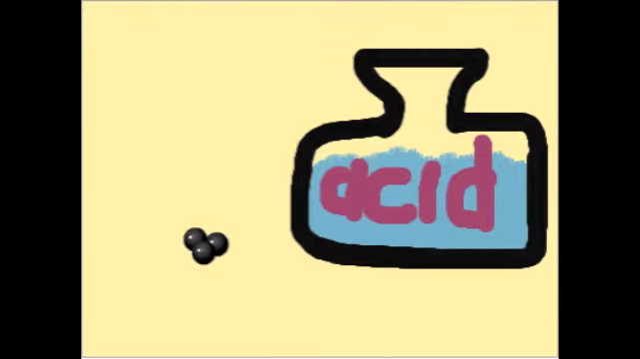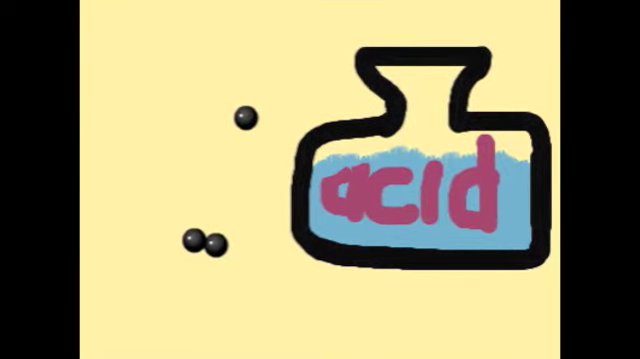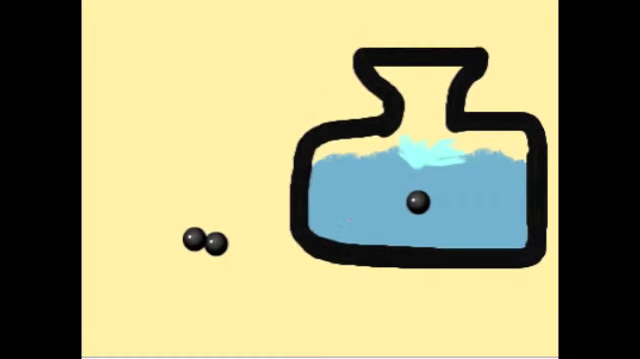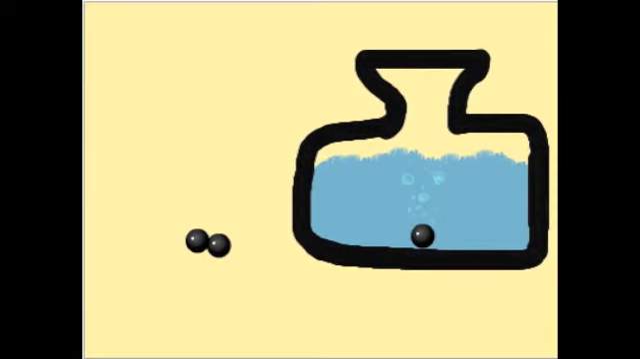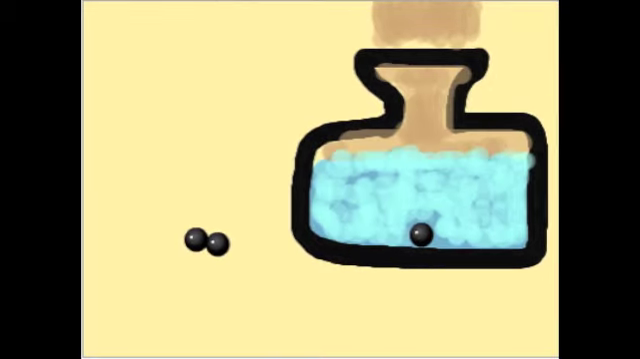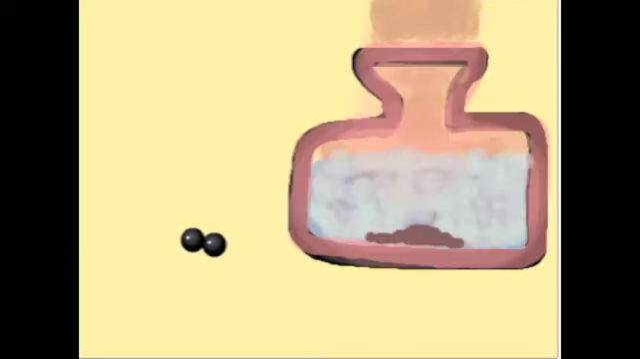This is what happens in the lab. The substance gets put in the acid. The reaction then starts. Bubbles, then heat, then steam, then more heat. Then the substance may change shape depending on the heat that affects it.